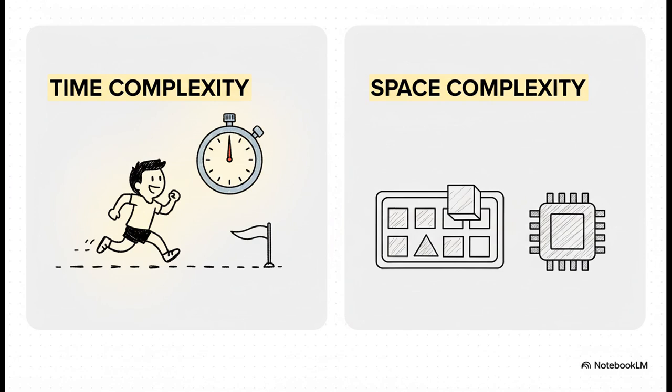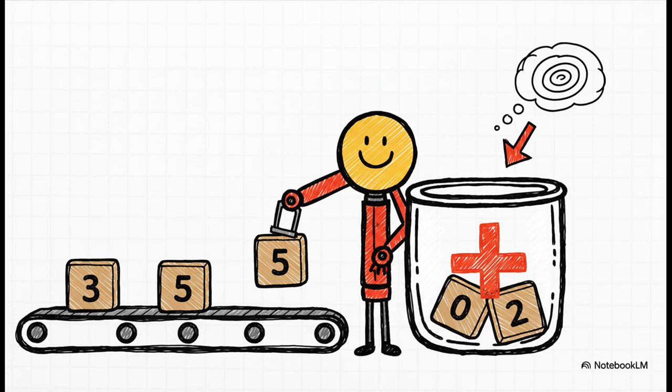The first is time complexity, which asks the simple question, how long is this going to take to run? The second is space complexity, which asks, how much memory is this thing going to eat up? Now for this explainer, we're going to focus almost entirely on time complexity, because we're all about speed. So let's look at a really simple example here.